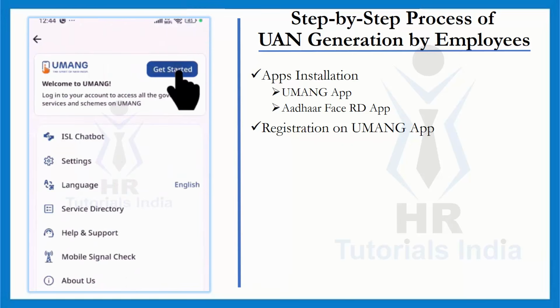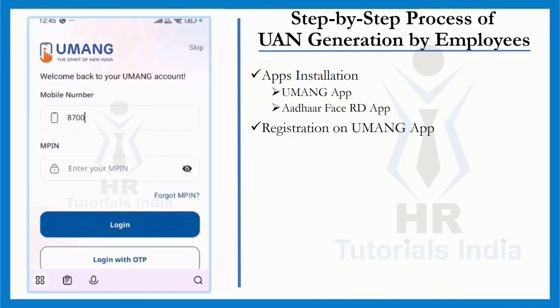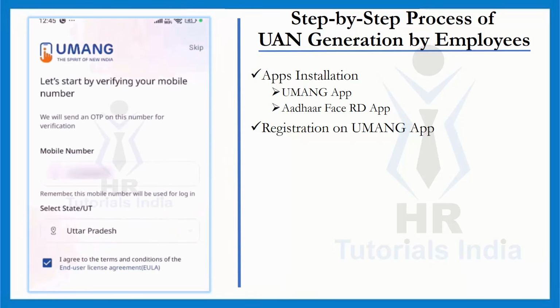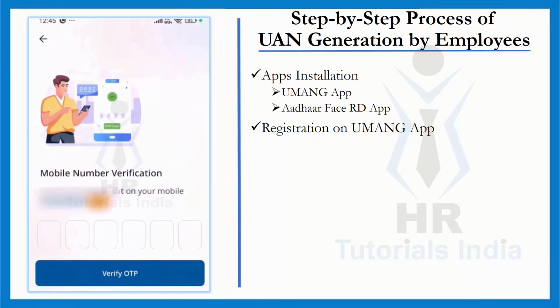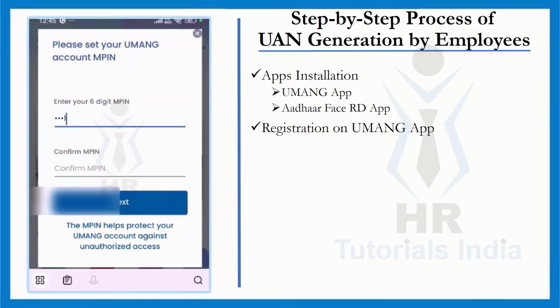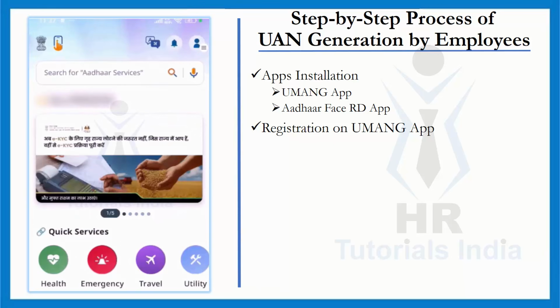Here you need to click on Get Started. Enter the mobile number and click on Send OTP. OTP will be sent to your registered mobile number. Here you need to agree to the terms and conditions, then enter the OTP and then click on Submit. Once this is done, you will be directed to the UMANG account MPIN. Here you need to generate a 6-digit MPIN. Once that is generated, you will be logged into the UMANG app.